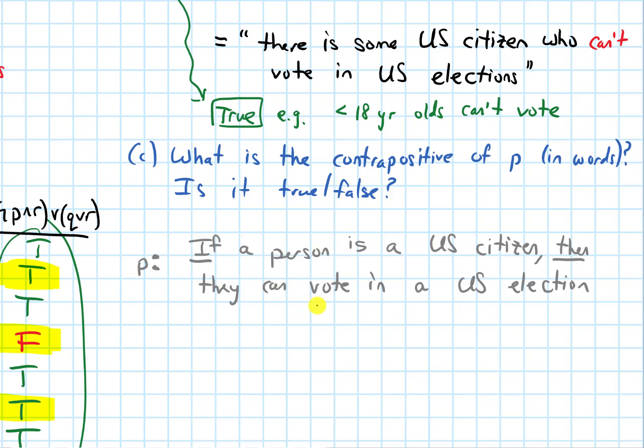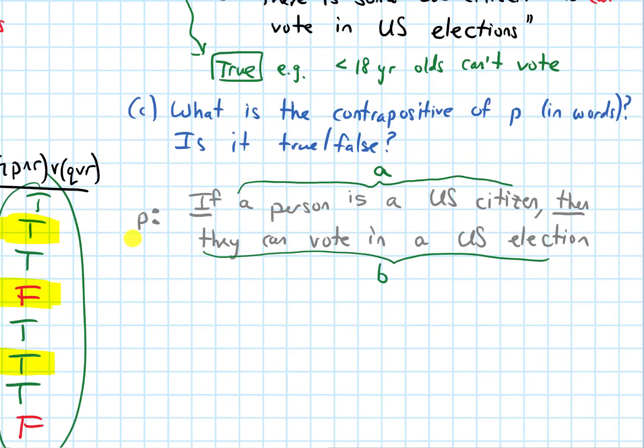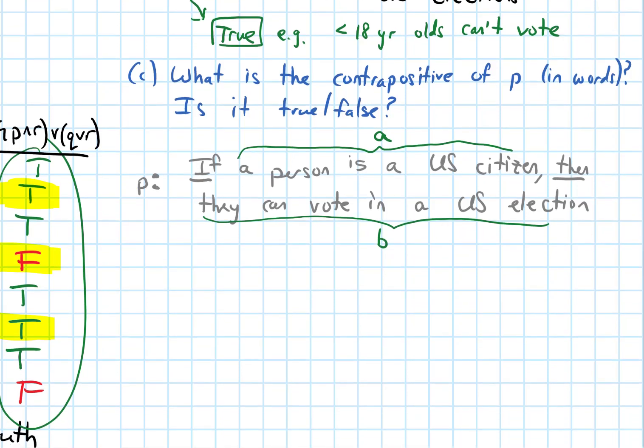Now let's label the different parts. The if portion says a person is a US citizen. Instead of calling this P, because I already have a P, I need to pick a different letter, so let's call this A. And the then portion, they can vote in a US election. Let's call that B. Then let's form the contrapositive. The contrapositive would be, if not B, then not A. We switch the order of the two parts and negate both of them.